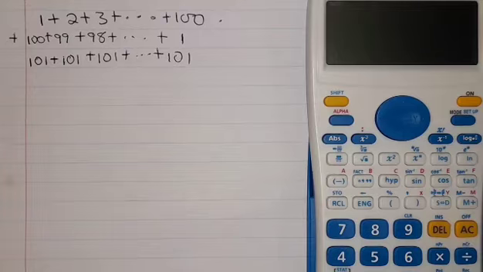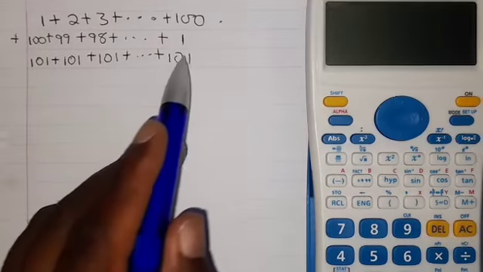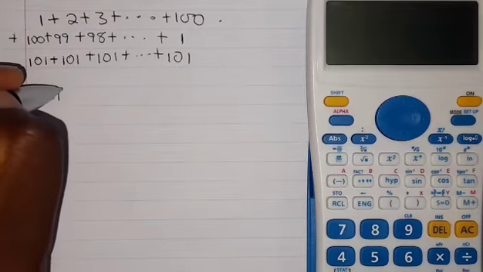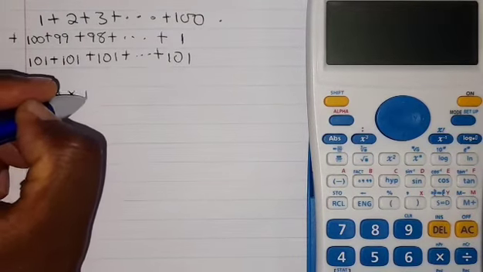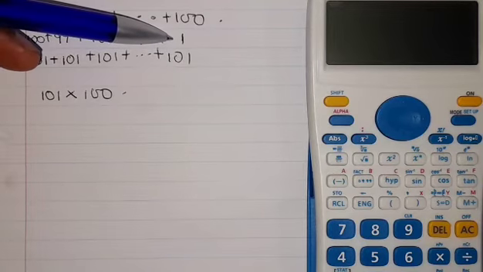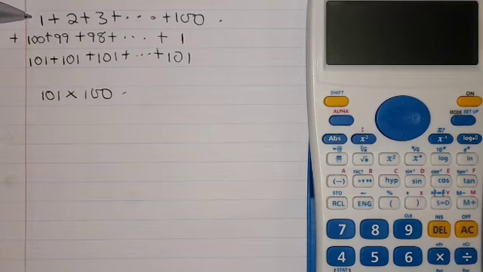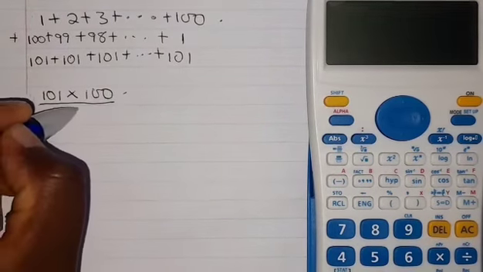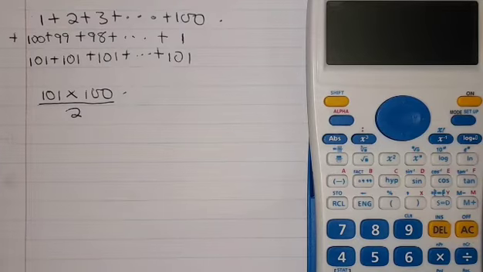And how many terms did we have in this number series? It's 100. So to find the sum of this is a matter of multiplying 101 by 100. And then after multiplying 101 by 100, remember we had this arithmetic series and we wrote a second one starting from the last term going to the first term. So to get the sum of this one only, you have to divide this by 2. That's how you get the sum of 100 terms of an arithmetic series.